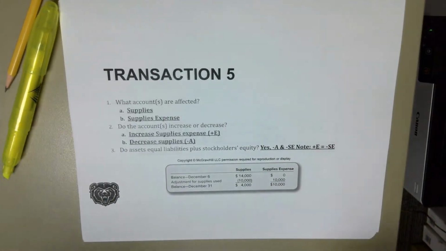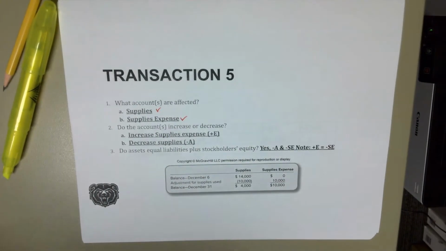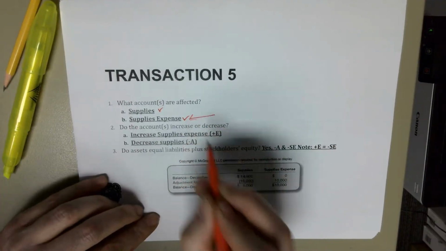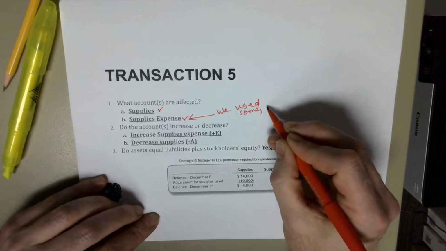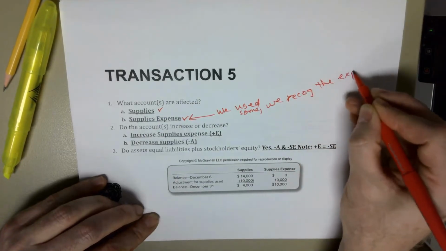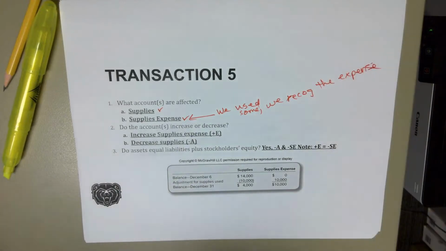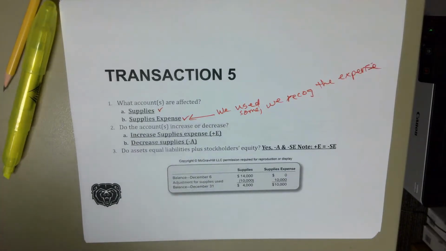Okay, so now we're going to make the journal entry for that, or we're going to start talking about the journal entry for that. So what accounts are affected? Well, supplies and supplies expense, right? Because now that we've used some of those supplies, we have to recognize the expense. So again, the use of these supplies, the use of this resource, helped us to generate revenue in this particular period. So we're going to recognize that as an expense. We're going to match that expense to the revenue that it generated, okay?